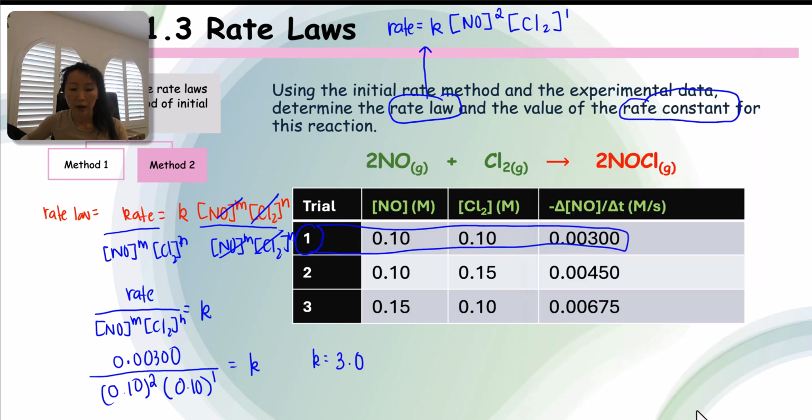3.0. Now, what is the unit? The unit for a third order reaction is 1 over M squared seconds. Or you could have written this as 3.0 M to the negative second power and s to the negative first power, with s being seconds.